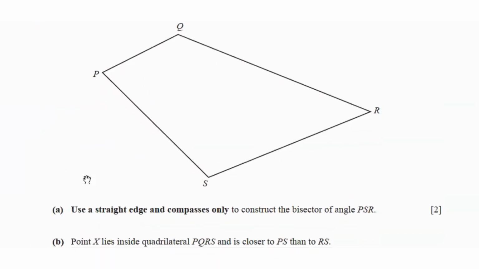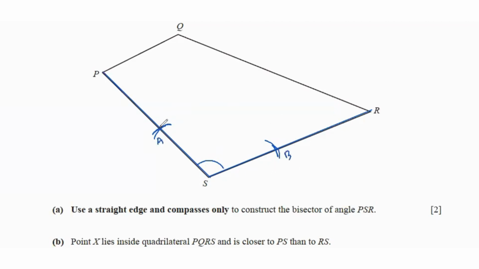Question 11 says use straight edge and compasses only to construct the bisector of angle PSR. So angle PSR, this is our angle over here that we have to find the angle bisector of. So what you will do is you will open your compass to a specific length, put it at S and draw an arc over here and here. Then you will put the compass again at this point. I'm going to call this A and point B.